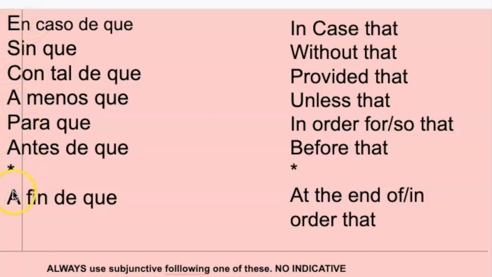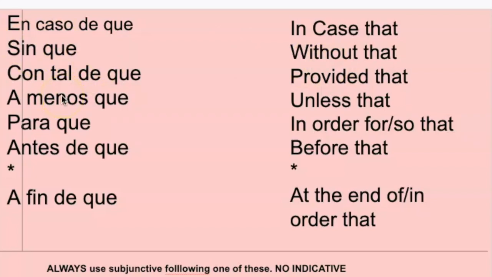These 7 things. So obviously you can memorize it by seeing that the first letter represents this whole indicator. So the E stands for en caso de que, so in case of. Sin que, sin means without, so sin que, without that. Con tal de que, provided that. A menos que means unless, so unless that.